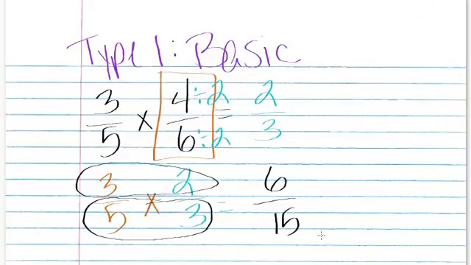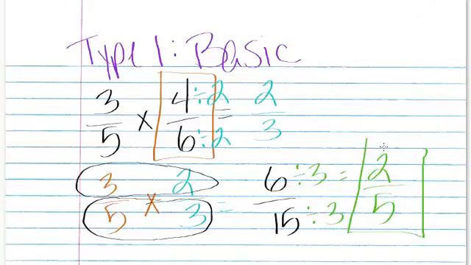I still have to reduce because I can, so I should. Top and bottom can both be divided by 3. 6 divided by 3 is 2. 15 divided by 3 is 5. Did we get the same answer? We should have. I hope so.